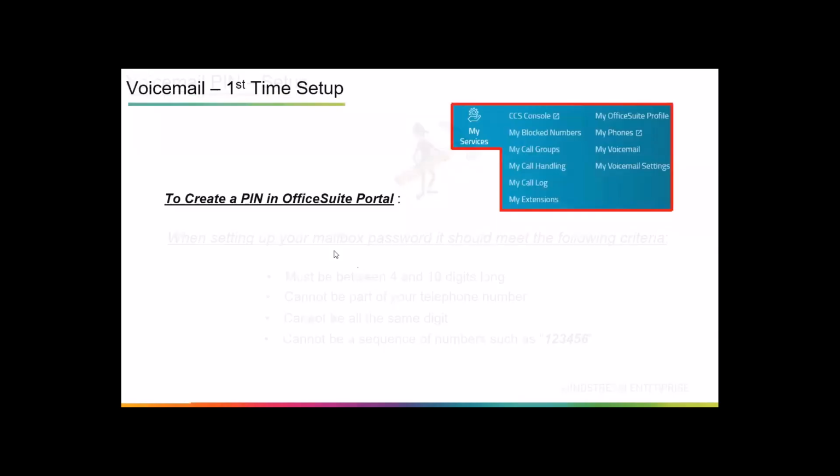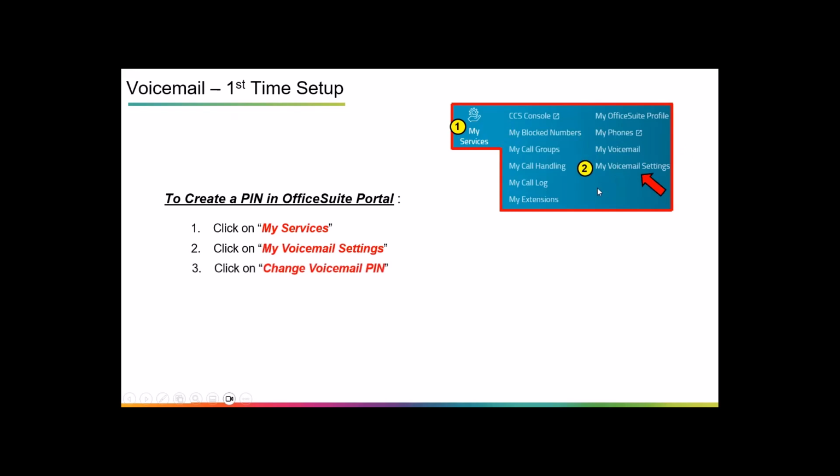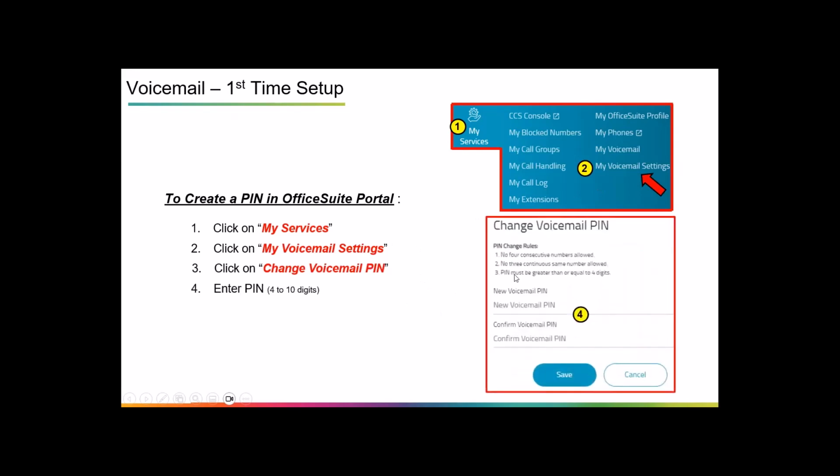The second option is by logging into the WeConnect website through the Office Suite portal. So let's say we're able to log in, just click on My Services. It shows an option where it says My Voicemail Settings. It will show you a whole page. On the left side, look for Change Voicemail PIN, and then it will open this window. It gives you the ability to provide a new PIN, confirm it, and then hit Save at the bottom.